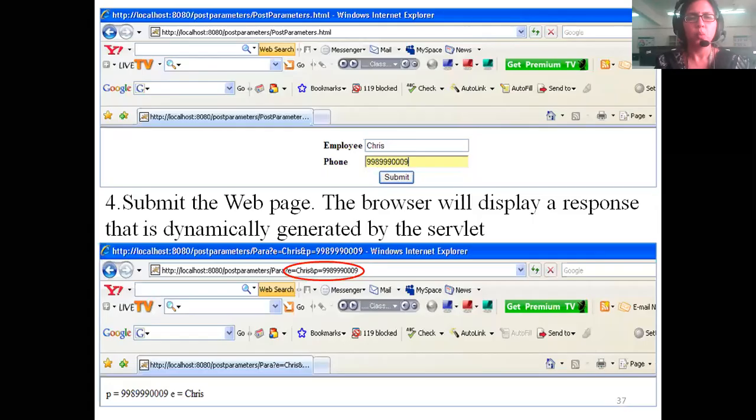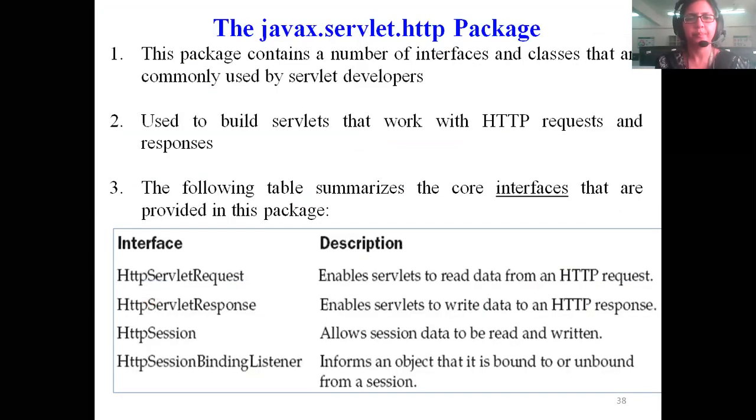Okay, so now when you press the submit button, as we can see the URL changes, it goes to the server. Server takes out the values one by one from the enumeration and it basically adds it to the response using the print writer object, and this one will be shown on the client side. So the output of this will basically show you P is equal to the phone number and E is equal to the name of the employee that you have typed.